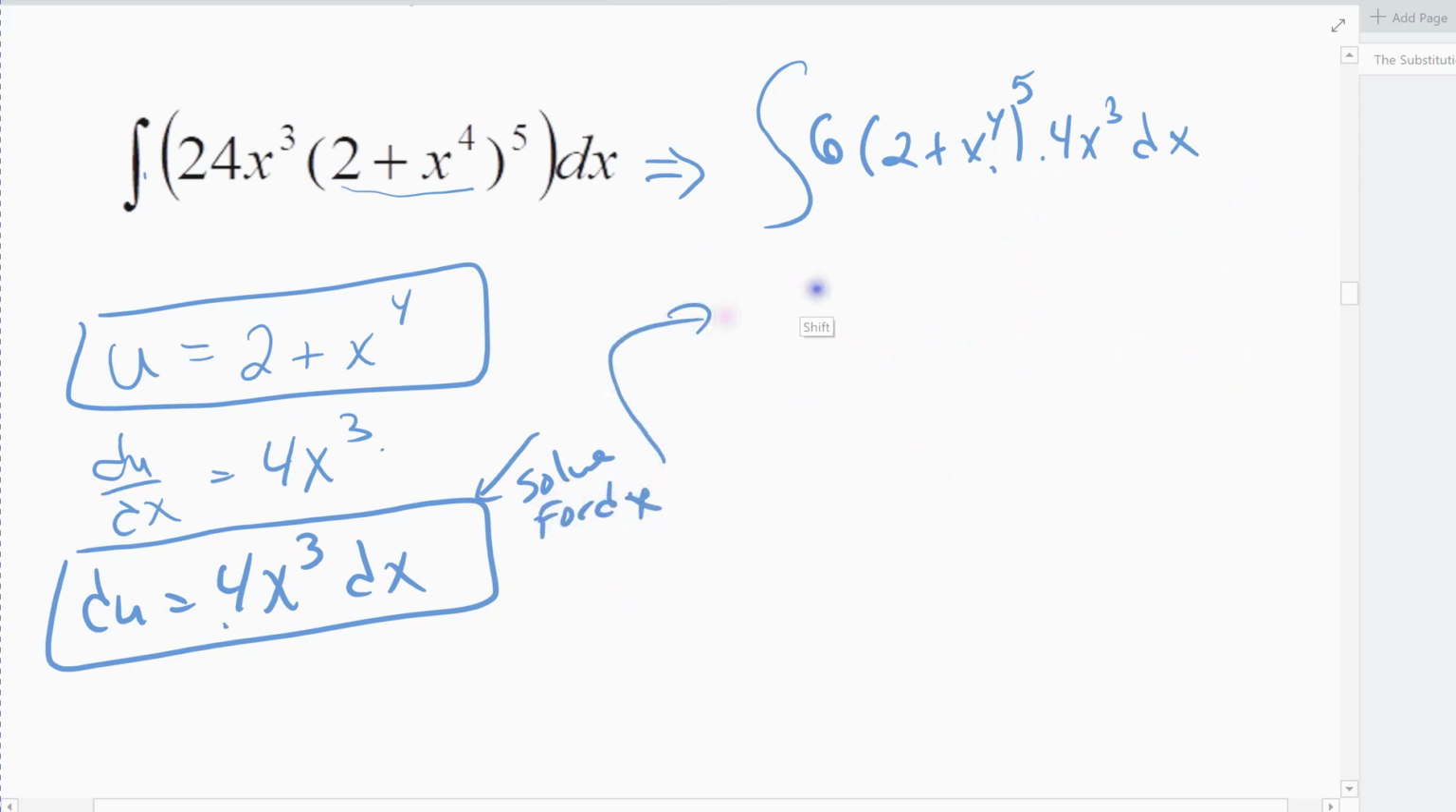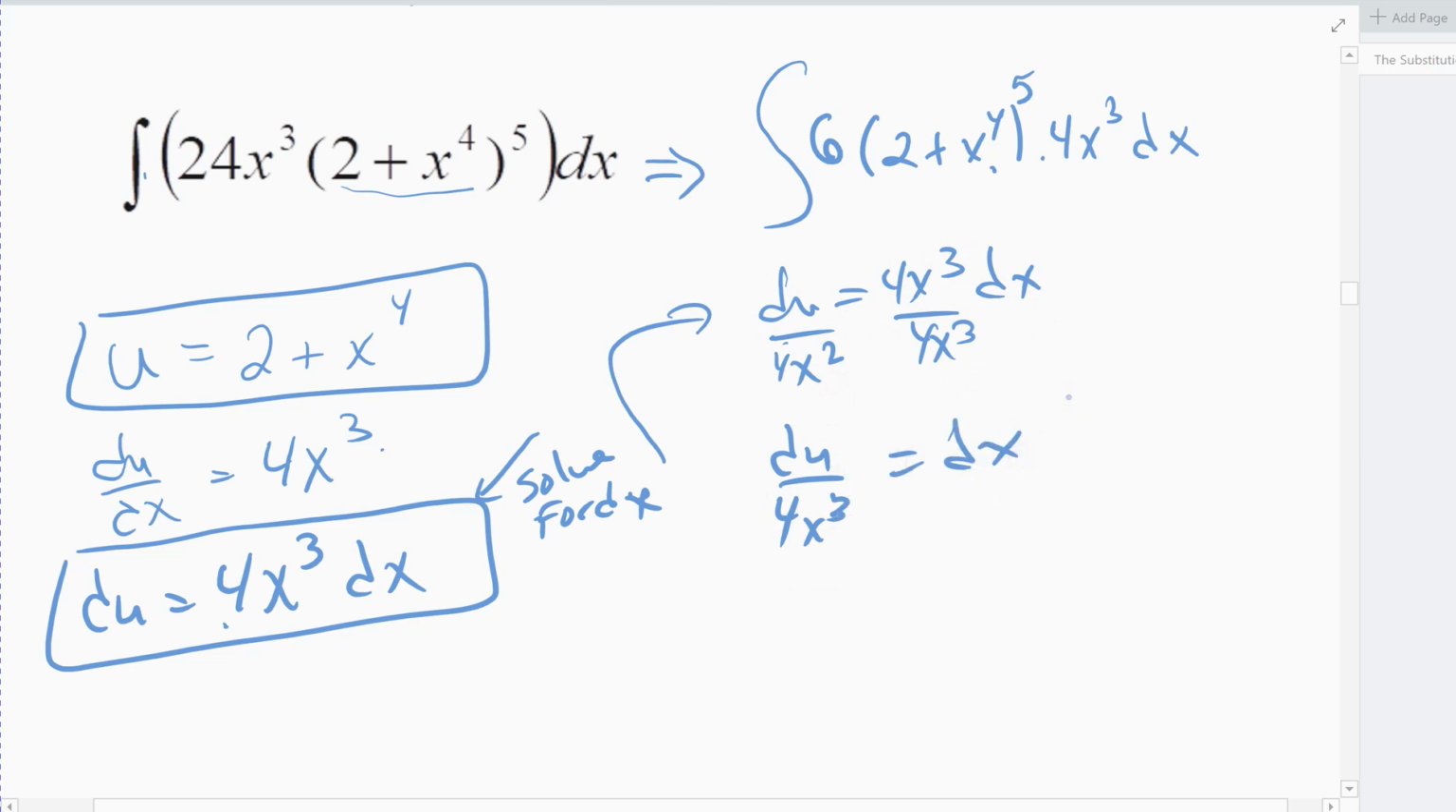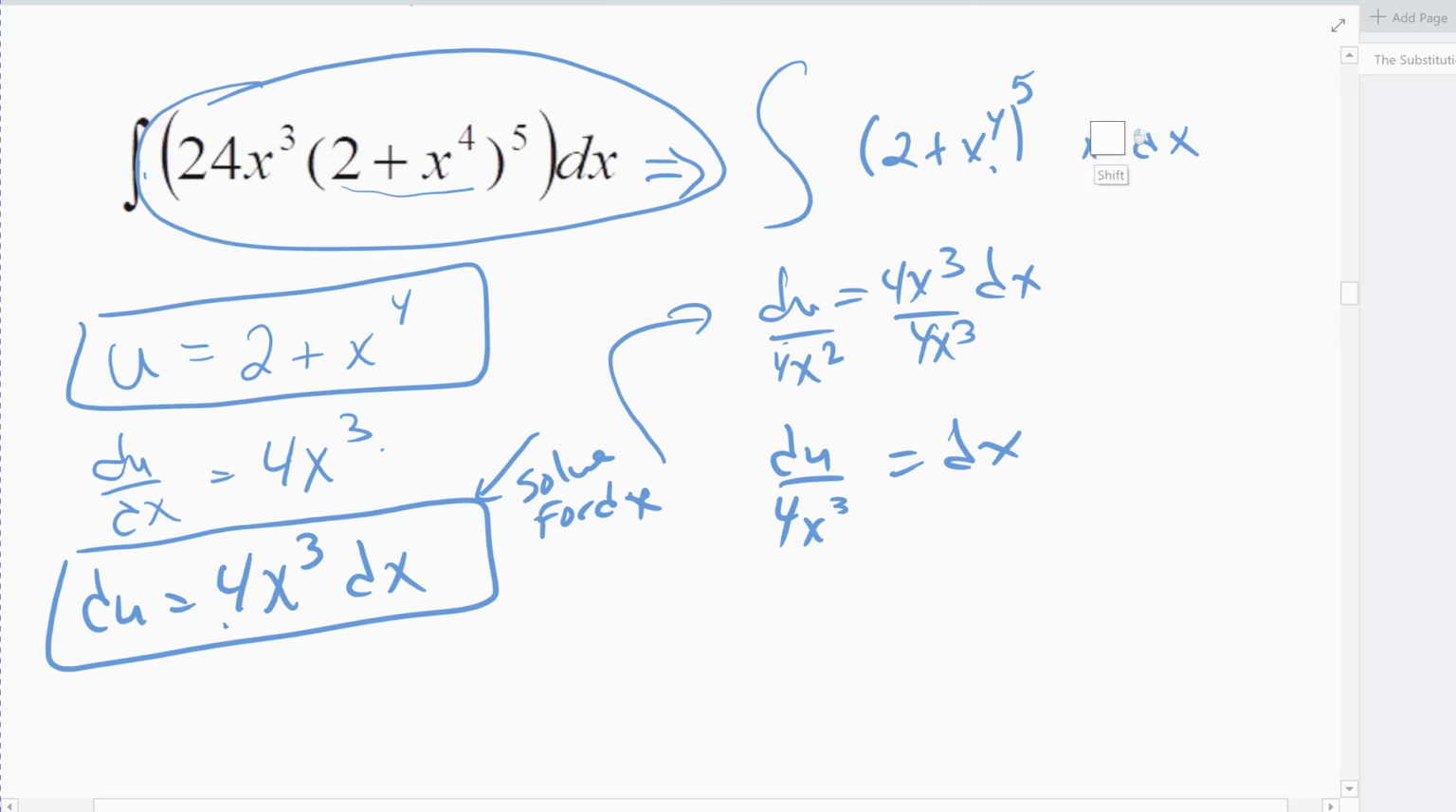So if I solve for dx, I've got du equals 4x cubed dx. I get rid of the 4x cubed by dividing by 4x cubed. And so I get du divided by 4x cubed equals dx. And so what I'm going to do is go back to my original expression and rewrite it. Instead of factoring, I'm just going to move the 24x cubed over here with dx. So 24x cubed dx. Instead of splitting it and factoring it, I'm just going to replace dx, and I'm just going to replace the inside function.